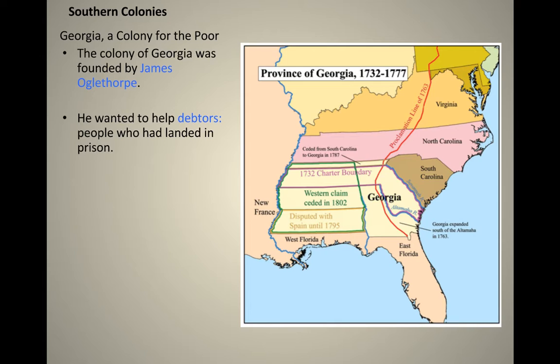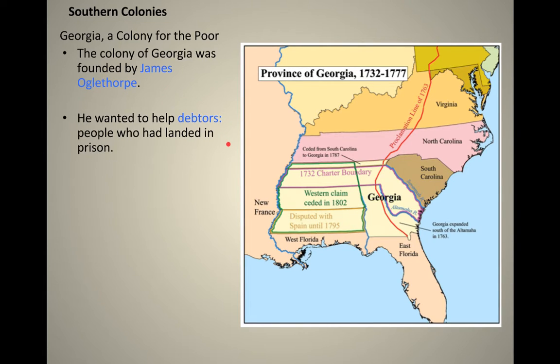So if they stole a loaf of bread, they would be put in jail, and the only way they would be let out of jail was if they paid back the money for that loaf of bread. Well, the thing is, if you're in jail, you can't work to get money, so people just ended up staying in jail for a long time because they didn't have any money to pay back their debt. And James Oglethorpe thought this system was pretty dumb, so he decided to come up with a way for these people that were sitting in jail to make money.